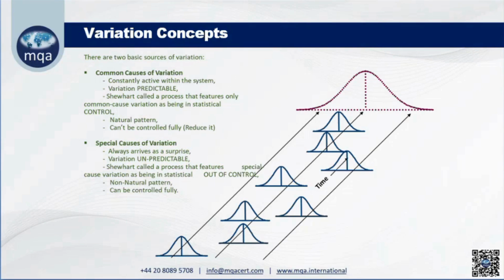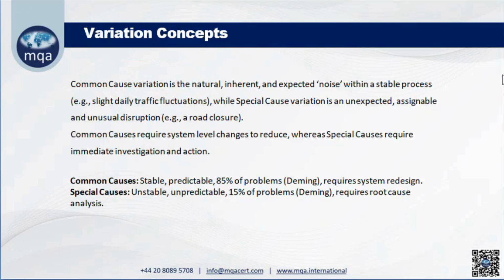These special causes are out of control. They come as a surprise, like a sudden roadblock or a major accident on the road. We can't do anything about that. So those are special causes of variation. The common causes we try to reduce, which are known to us. Now let's see these two things again through some examples.